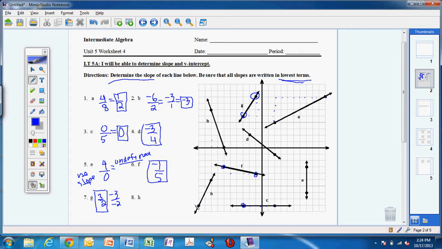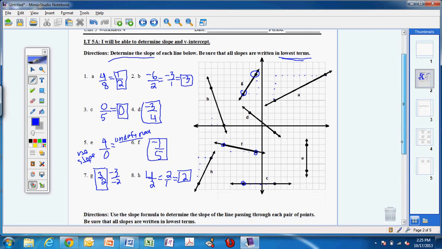So line H, last one, last but not least. So rise, again, we're going to go up 2, 3, 4. I'm going to go up 4. And then how many am I running? Well, I'm running over 2. So in this case, my slope is 4 halves, but when I rewrite this in lowest terms, my slope is just going to be 2 over 1, or simply 2. Okay, I hope you guys are getting more comfy with this. Again, we're going to get a lot more practice in the next couple of days on this type of stuff.